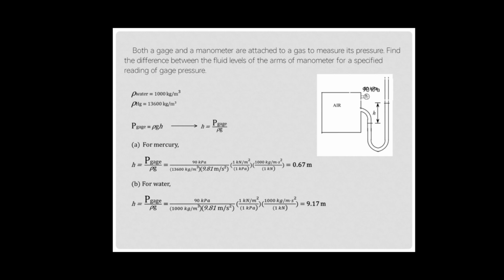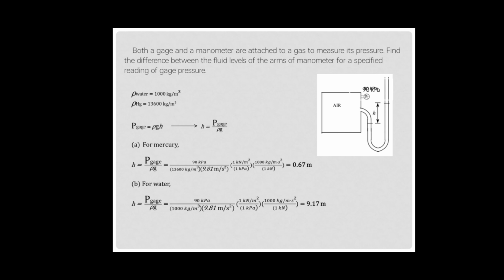And our specified reading of gauge pressure is 90 kilopascal, as you can see in the figure, and the difference between the fluid levels is this H. Now, the densities of water and mercury are given by 1000 kilogram per cubic meter and 13,600 kilogram per cubic meter.